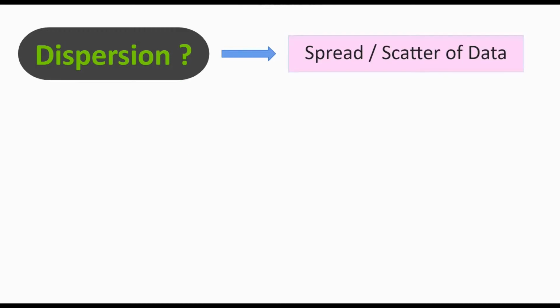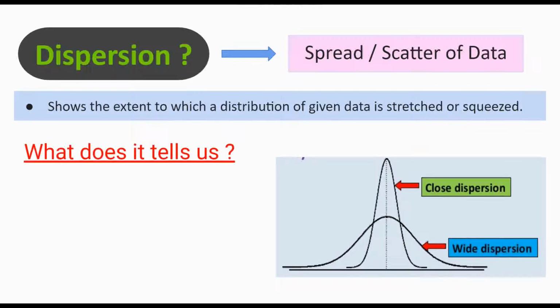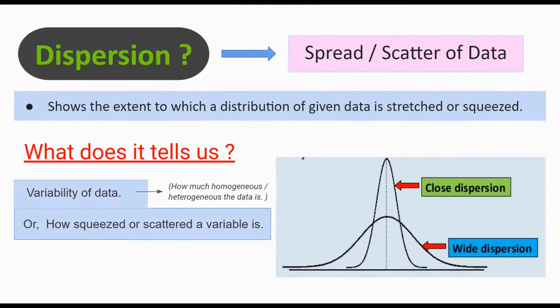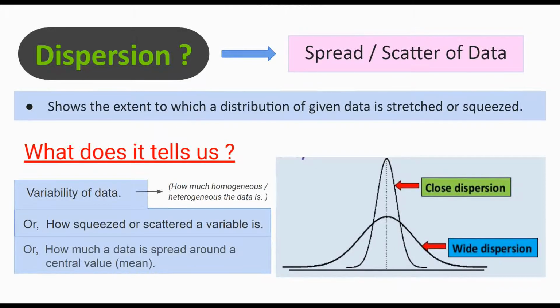It's the spread or scatter of your data, and it shows the extent to which given data is stretched or squeezed. You can say it tells us about the variability of data, how much squeezed or scattered your variable is, or how much data is spread around a central value or the mean value of your data set. So there are different measures of dispersion. Let's see one by one.